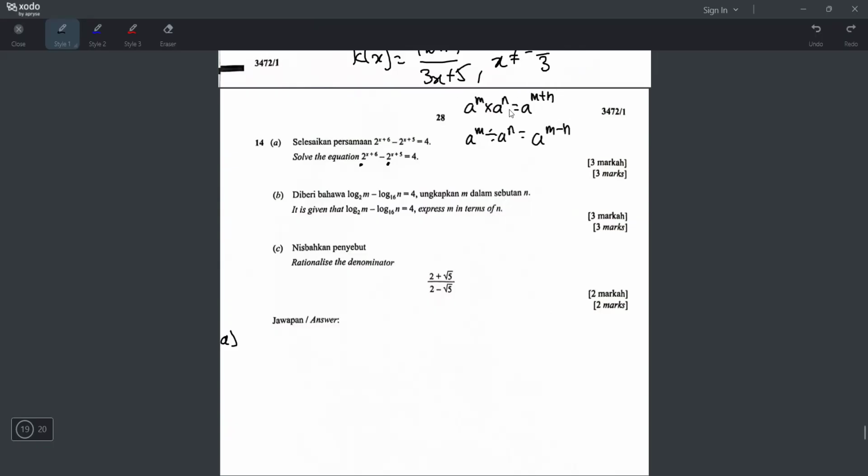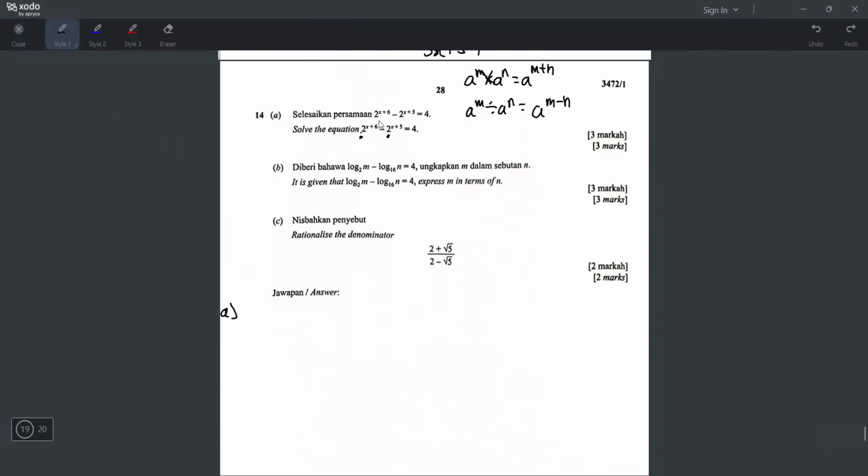When it's same base times, then you can take the power plus. Ataupun same base bahagi, the power minus. But if it's same base minus, you cannot combine, bro. So what you will do is you will pecahkan everything. So the method you have to use here is you have to pecahkan everything. How to pecahkan this? It means you do it in reverse instead.